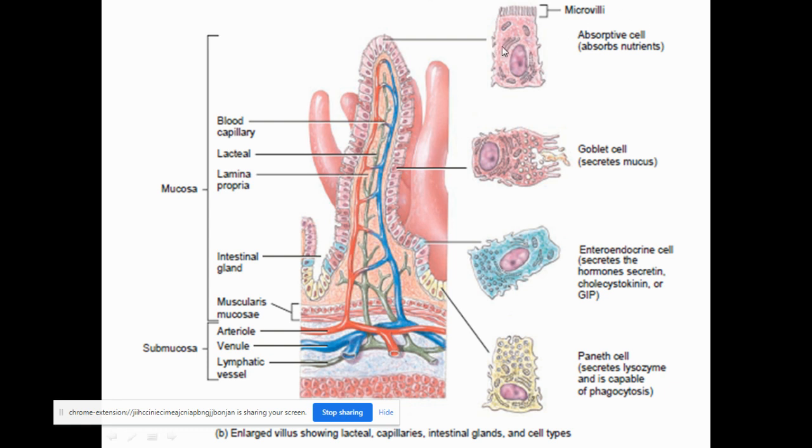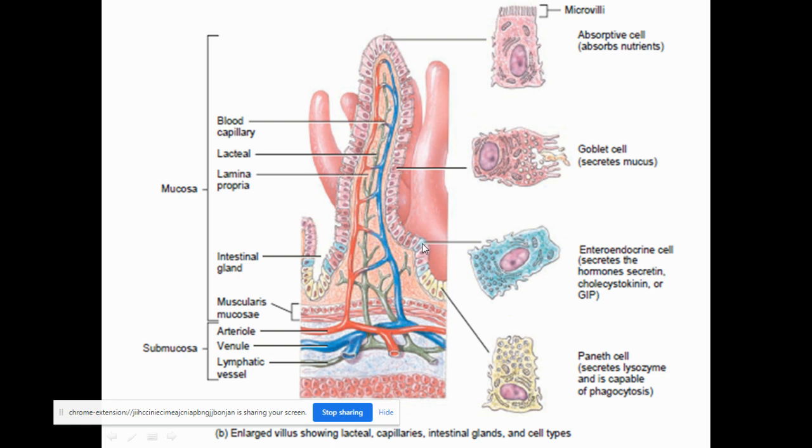So the first one is the absorptive cell. You can see the structure. This is the region where the absorption of the nutrients takes place. The next one is the goblet cells. As you all know, goblet cells secrete mucus. So mucus-secreting goblet cells are present.